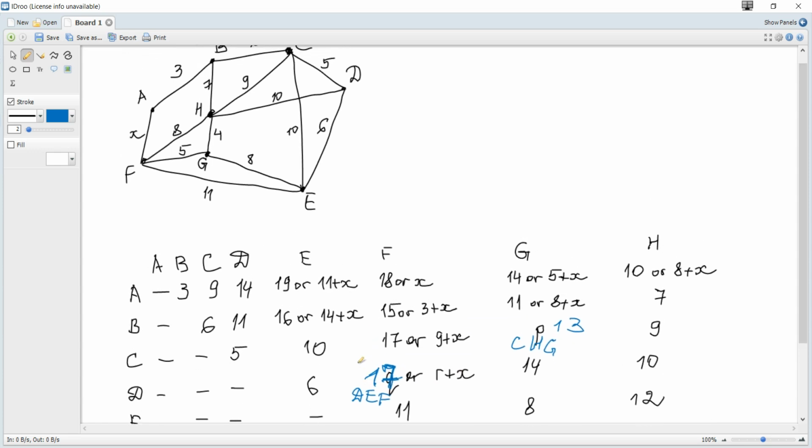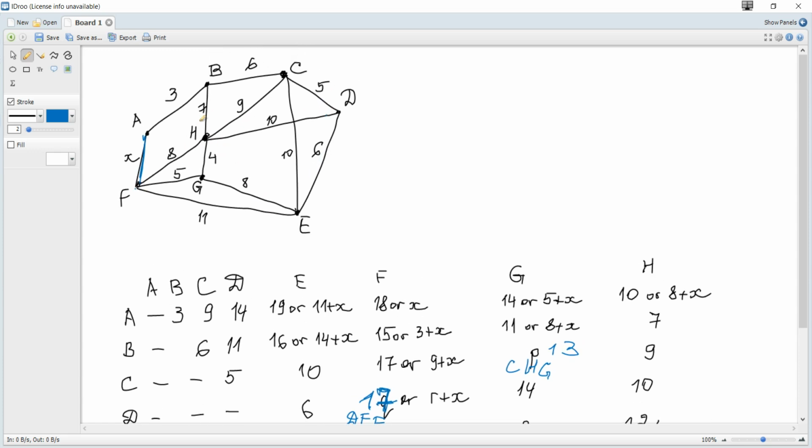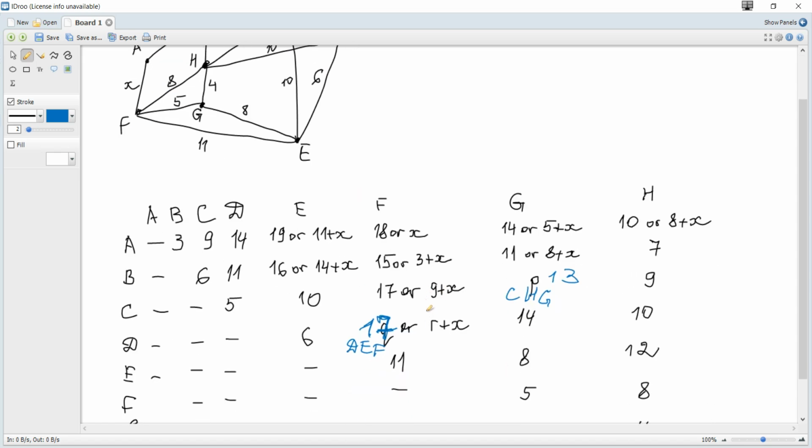And R, it's together with X from D to F, and it seems to be like this. So it's 11, 14 plus x. So it's 14 plus x. Next, to find an upper bound for Daniel's travel time, the nearest neighbor algorithm is used, starting at A.